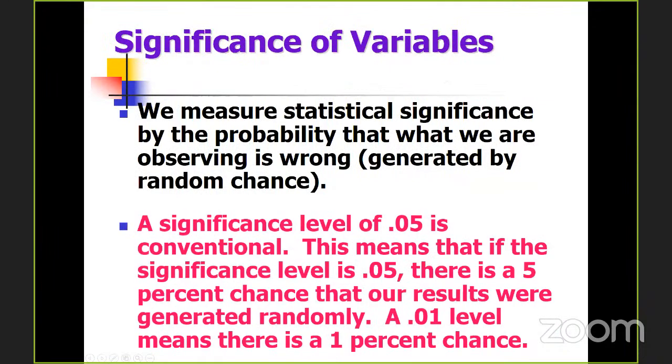For every single discipline that uses quantitative research, there is a globally accepted standard that we use something called a 95% confidence interval, or a significance level of 0.05. So it says here, we measure statistical significance by the probability that what we're observing is wrong. If there's a 5% chance that something is wrong, it means that there's a 95% chance that it is right. It's just 1 minus 0.05 gives you 95%.